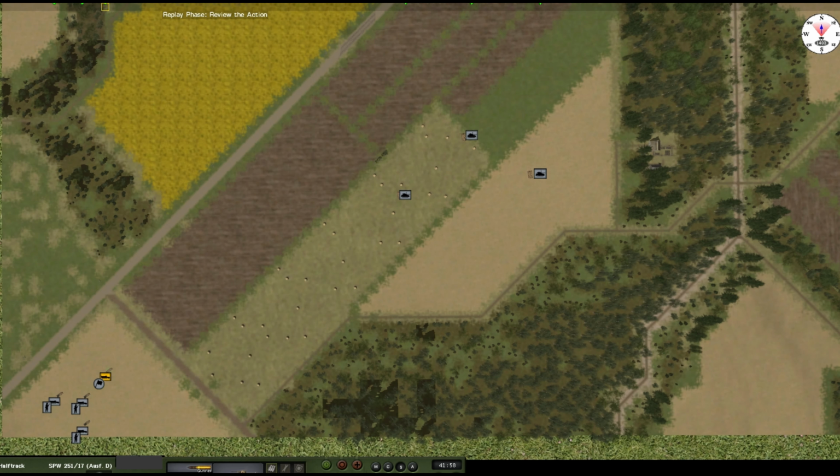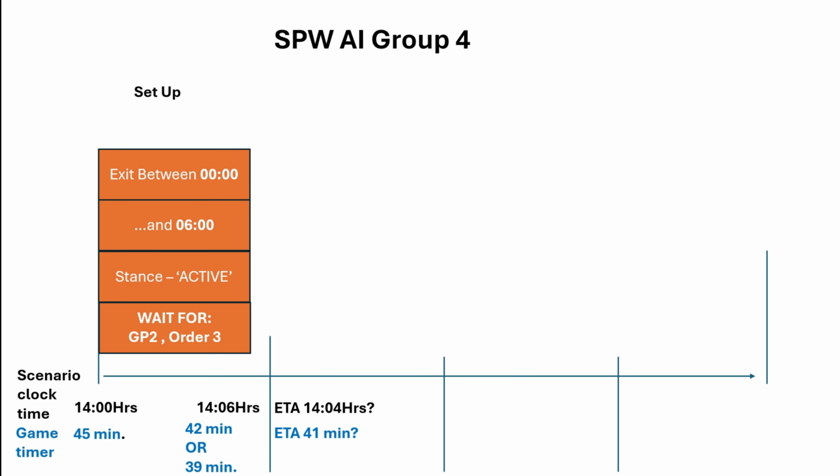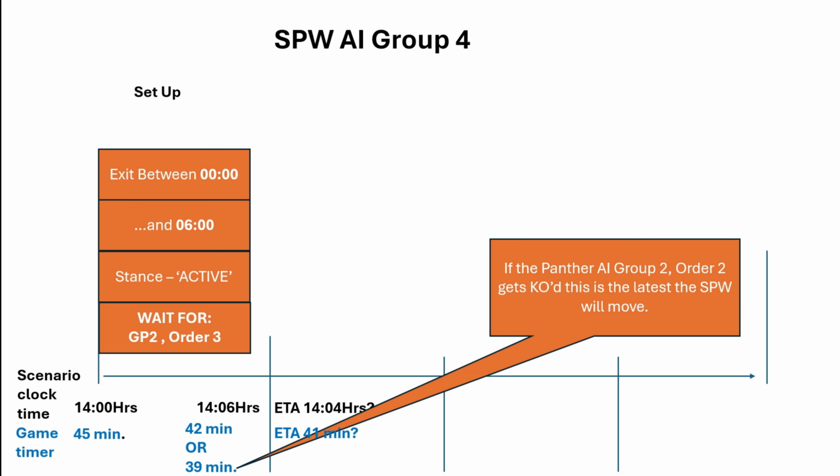Immediately the trigger is tripped by the Panthers, the AI group that the SPW are in will begin their next order sequence. I've ensured their exit between time is set to 00 whilst the AND timer is set to 6 minutes. This means the SPW will stay put in the setup zone till the Panthers trigger the activated trigger in order 3 when they move out with the timings linked to order 2.